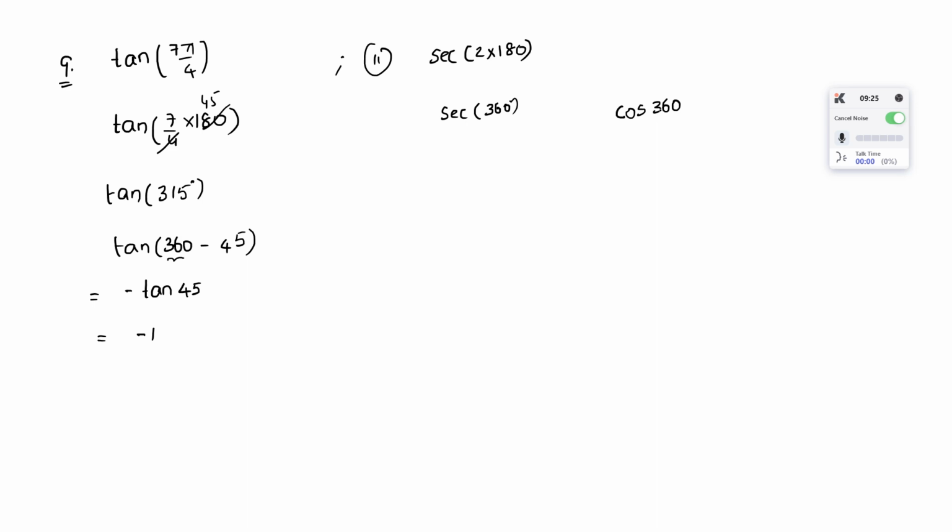Cos 360, as I told you very clearly, 360 degrees means nothing but the same as 0 degrees. So it will be nothing but cos 0. And we know the value of cos 0 is 1. So if cos 360 is 1, then secant 360 will be 1 by cos 360, and that will also become 1.